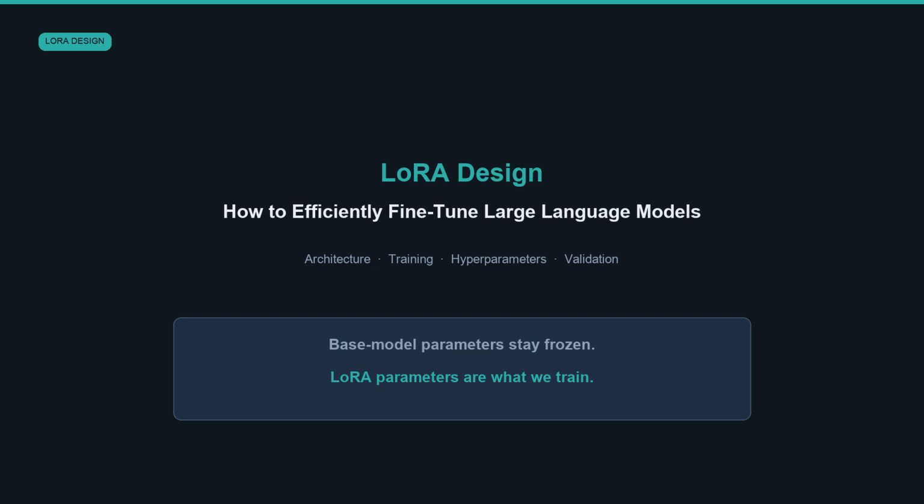This is LoRA design, how to efficiently fine-tune large language models. We will go from the problem, to the architecture, to training, hyperparameters, and how you actually choose a checkpoint. The base model stays frozen. Only the LoRA parameters are trained.